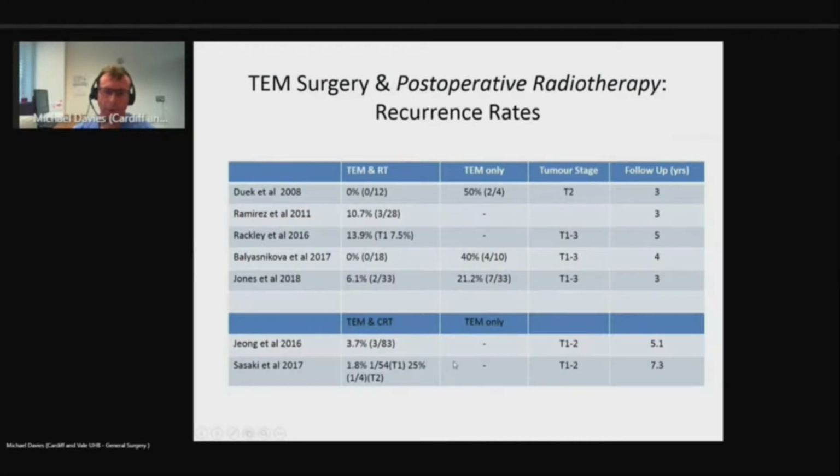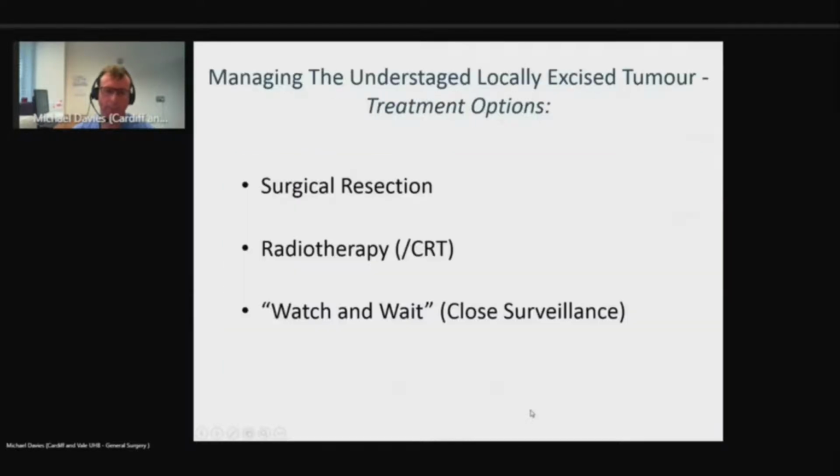Radiotherapy is a useful option in these patients, and this rather busy slide summarizes that. What we can see is if we add radiotherapy to more advanced stage tumours, then we can reduce the risk of recurrence to more acceptable rates, and certainly that's an option which many of our patients choose if they have a higher risk tumour which has been excised by TEM. All of these patients we watch and wait with close surveillance, irrespective of how we ultimately manage them.